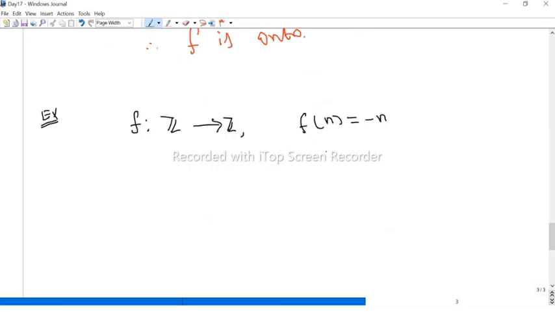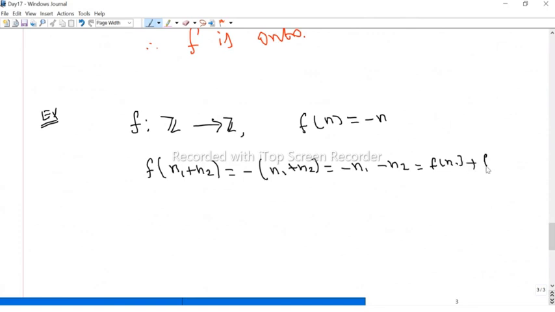So we can easily show that this is a homomorphism. Why? Because if you take any two elements, f of n1 plus n2, by the definition, it should be equal to minus of n1 plus n2. If you multiply minus inside, we get minus n1 minus n2. So this minus n1 is nothing but f of n1, plus minus n2 is nothing but f of n2. Therefore, f is a homomorphism.